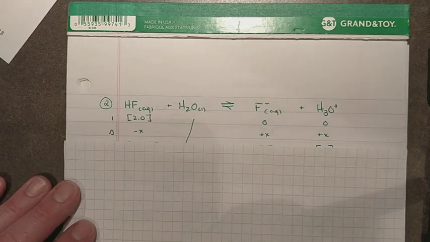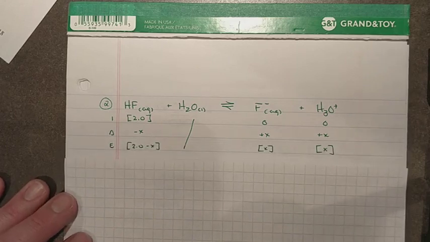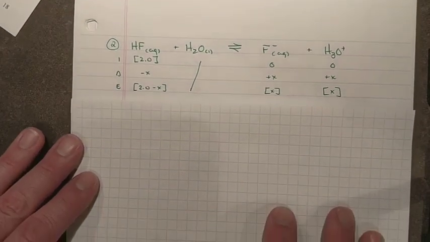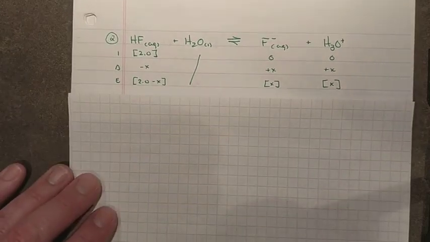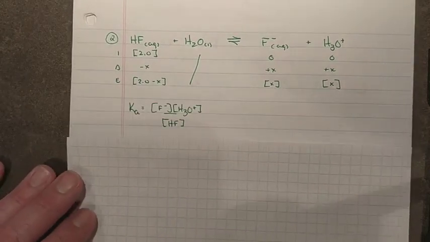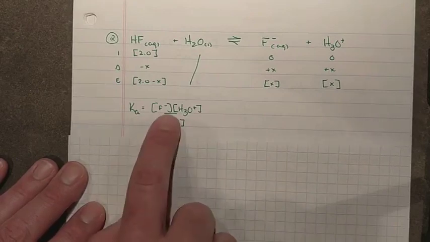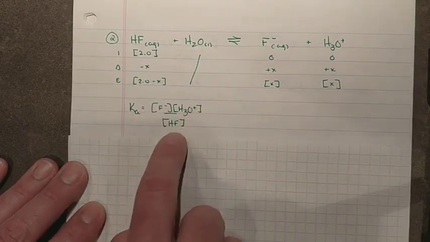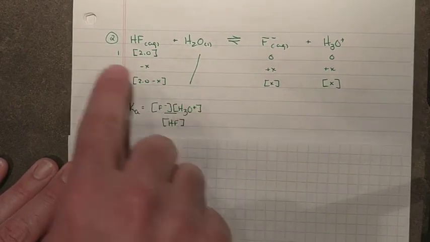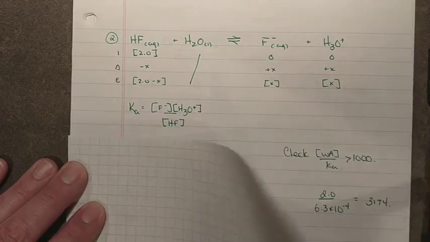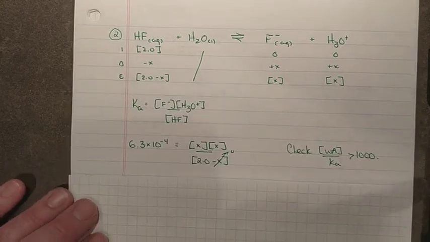Hydrofluoric acid has to decrease, while fluoride and hydronium increase. And so we get these as our equilibrium concentrations. We go now to our equilibrium law expression. All right, there we go. Products over reactants. No exponents because of the 1-to-1 ratios. And then I plunk in my numbers.